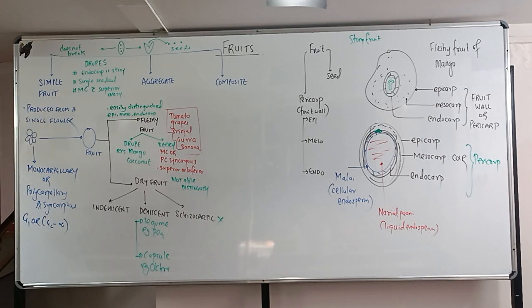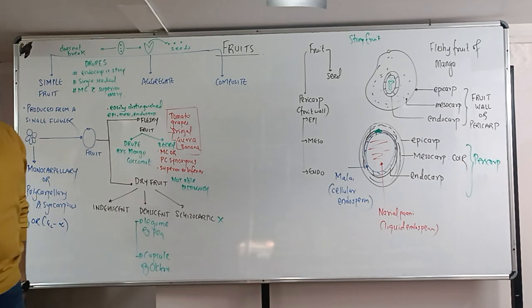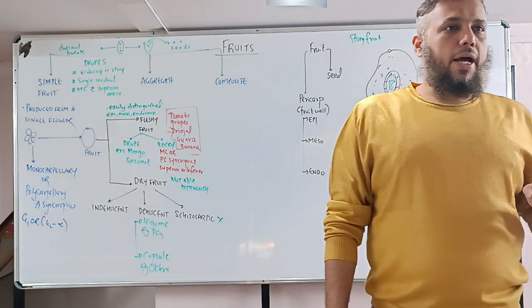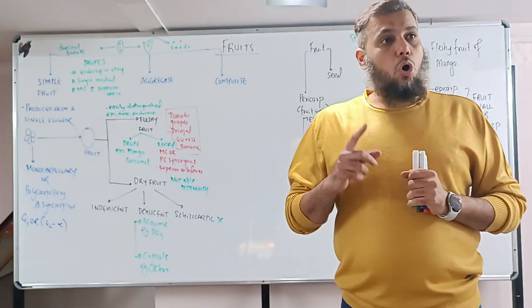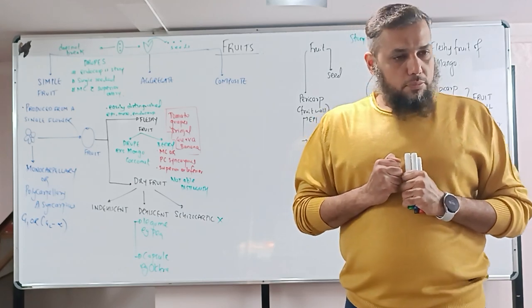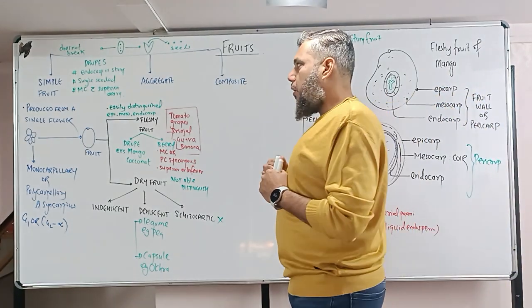The second type of fruit is aggregate. But before that, are you clear with the simple fruit? Yes. All of you understood the simple fruit. What's a simple fruit? It's a fruit which is produced from a single flower. And the single flower can either be monocarpellary or polycarpellary, but syncarpous. Agreed, everybody? Yes. Okay.